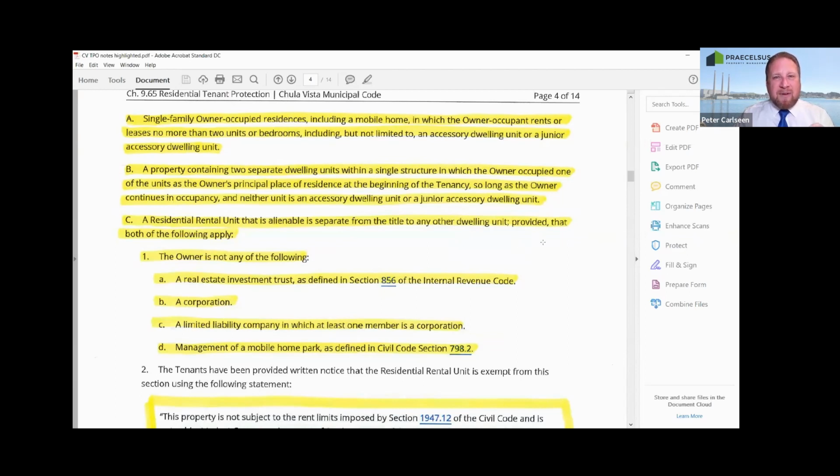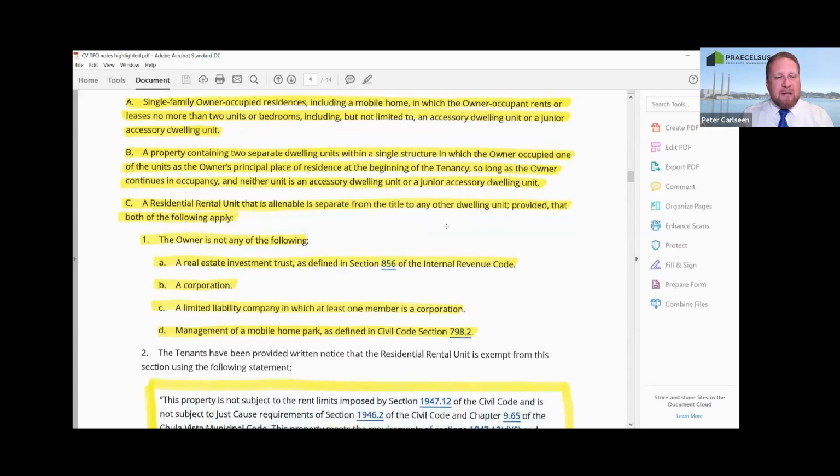And that is a very specific entity. I don't believe any of my clients even are involved in the REITs, the real estate investment trust. It's much different than if your property is in a regular trust, like a living trust, or revocable or non-revocable trust. Those are different. So you can have it in a trust. It cannot be owned by a corporation, or if it's in an LLC, which is fine, at least one member. You can't have any corporations as members in the LLC. And then, of course, management of a mobile home park. They have their own rules.